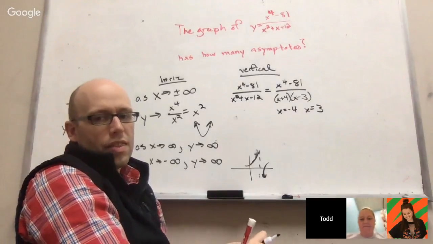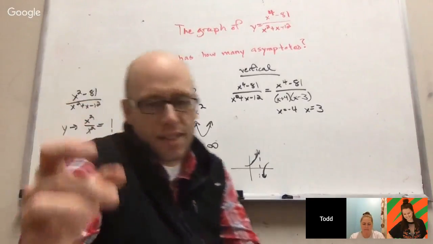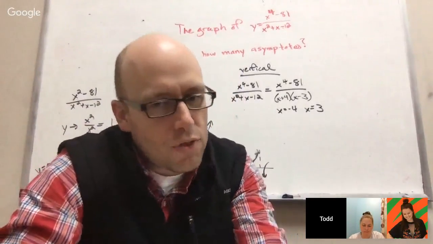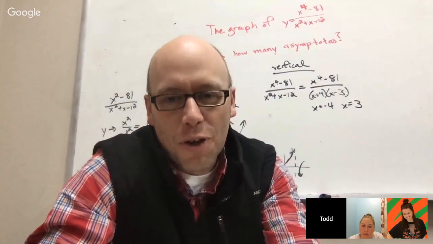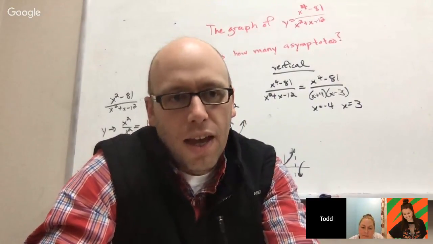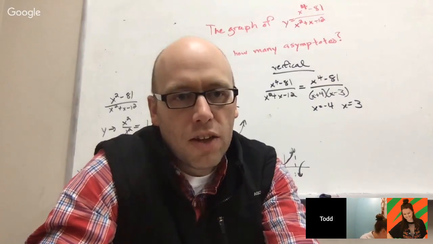Now, this one's actually tricky. It looks like I should have two denominators. Or sorry, not two denominators, two vertical asymptotes. Let me graph the thing real quick, though, and show you what it looks like.